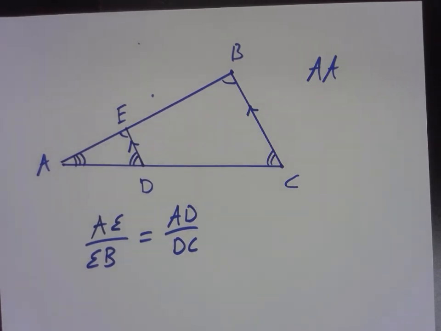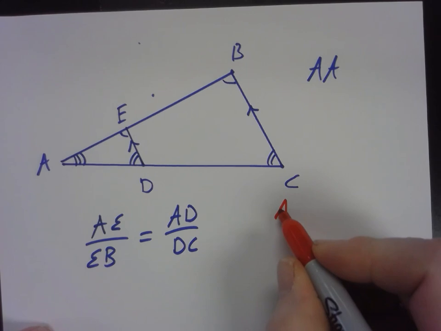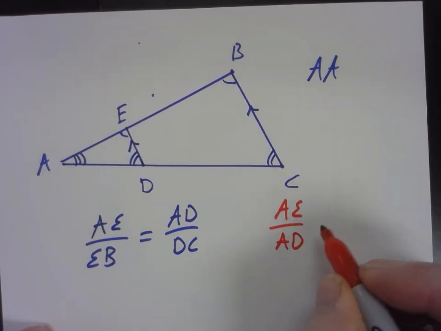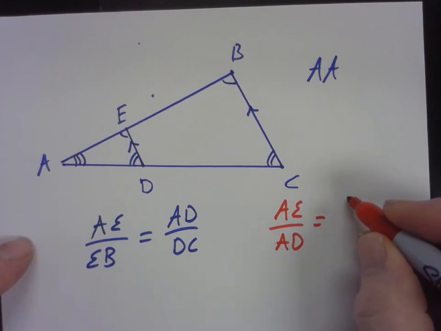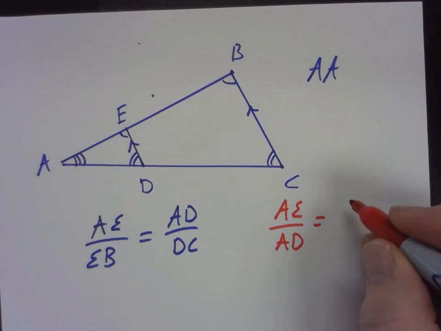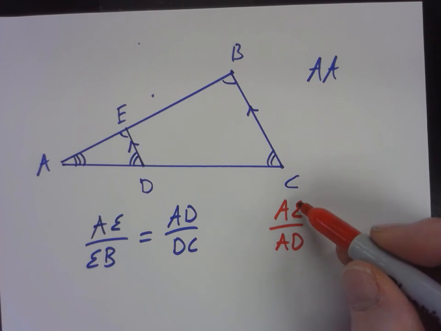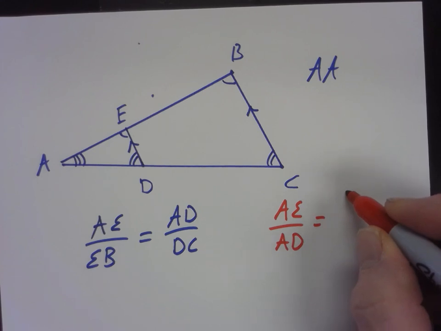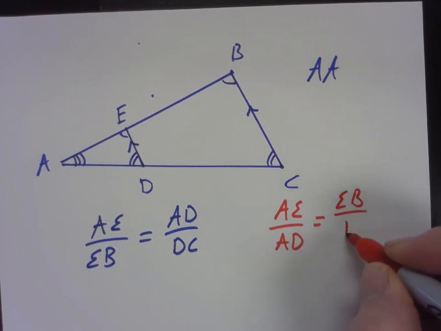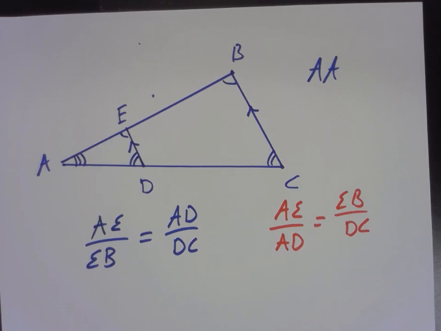We could also do it this way. AE over AD. What's it going to equal? Look at the picture. AE over AD. What's it going to equal? Everyone say it together. EB over DC. There you go. Okay. This is the triangle proportionality theorem, and its converse. Think about what its converse might say.